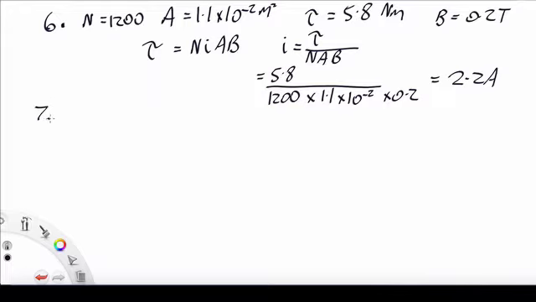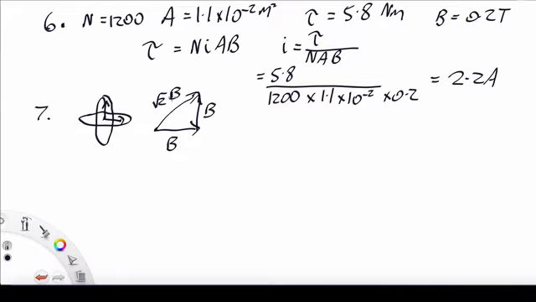And number 7, we've got 2 loops, and each of them will make some magnetic field. So the one from the horizontal loop will be upwards, the one from the vertical loop will be to the side. So if we call it B from each one, then the total will be square root of B squared plus B squared, which is square root of 2B squared, so that gives us root 2 times B, since that's the hypotenuse.